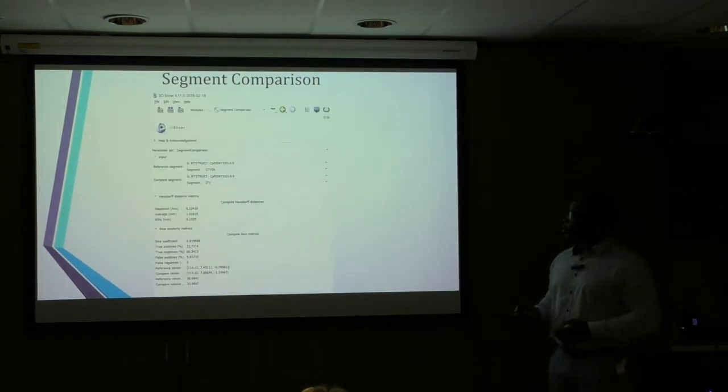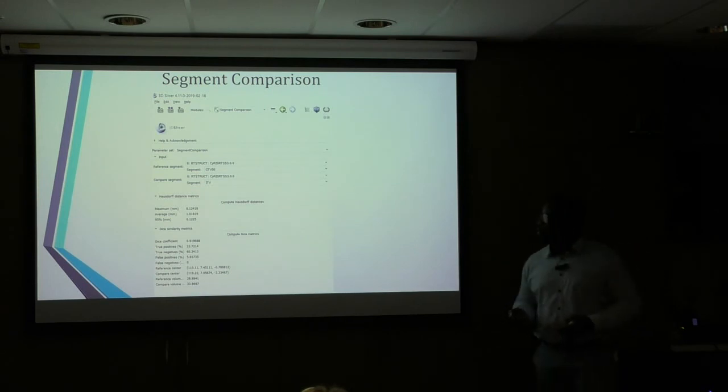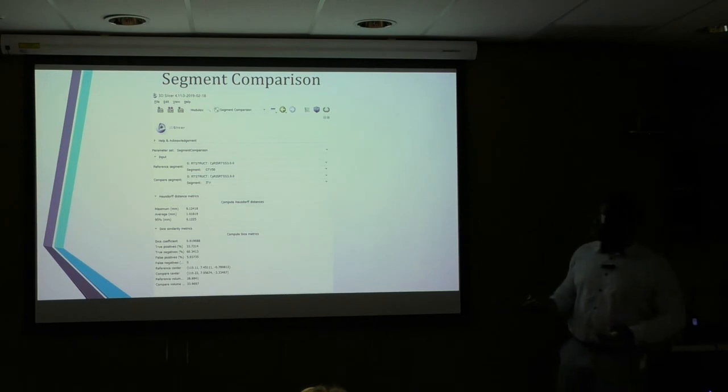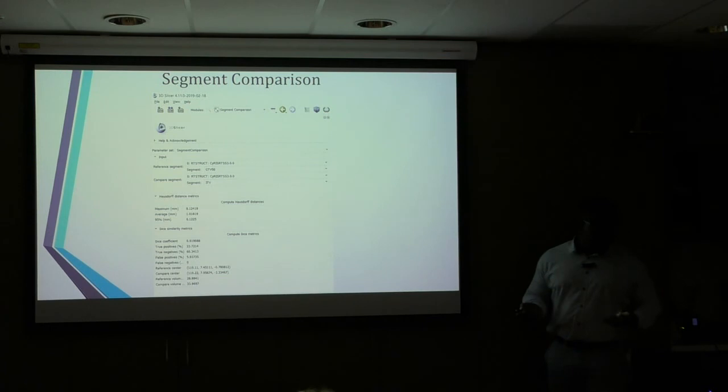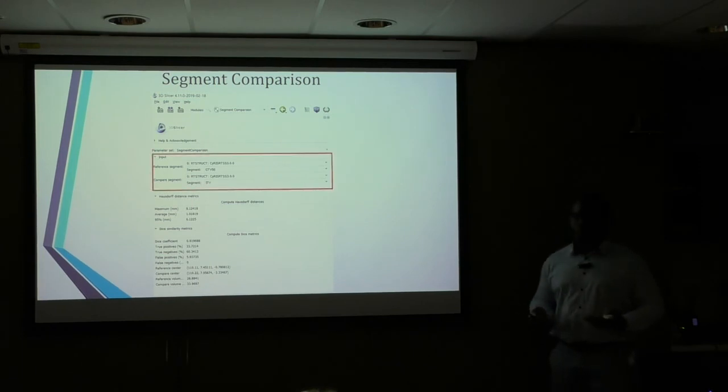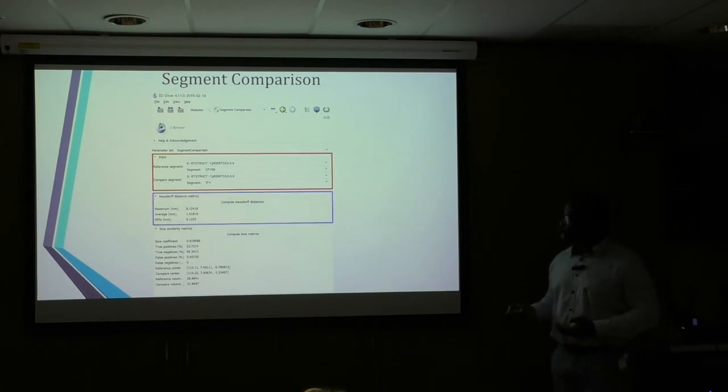And then we have the segment comparison, which allows us to compare different segments. The output for this module is the Hausdorff distance and the dissimilarity matrix. The Hausdorff distance is the greatest of all the distances from a point in one structure to the closest point in the other set, and the dissimilarity matrix gives us the amount of overlap between 2 structures. The inputs are obviously the 2 structures you want to compute, and then the output is the Hausdorff distance and the matrix.